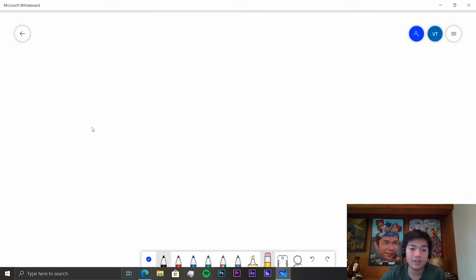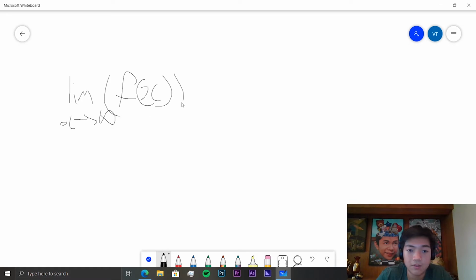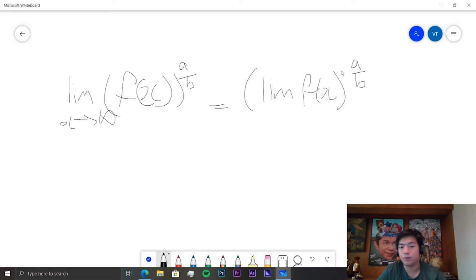And finally, we have the limit as x approaches infinity of, say, f of x to the power of a over b. We can take this power out, and so this will be equal to the limit of f of x, to the a over b, provided that, of course, this is a real number, and a over b must be a rational number.